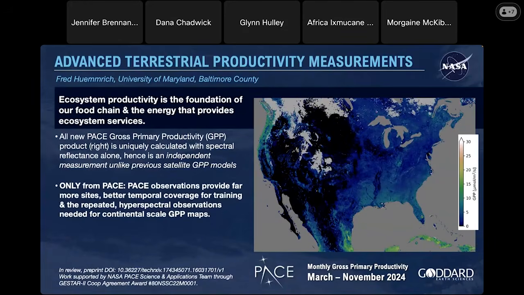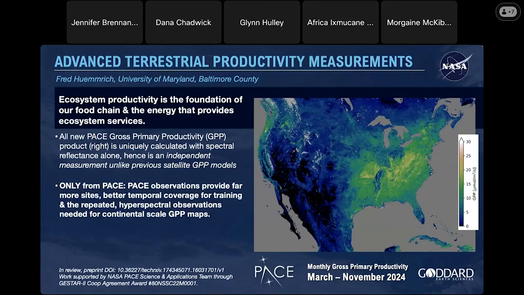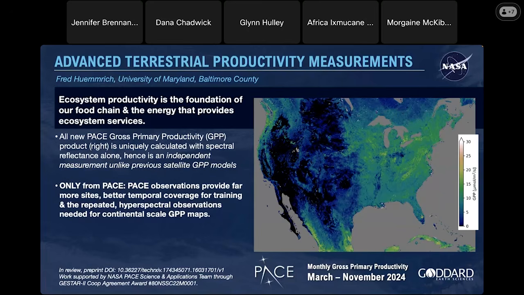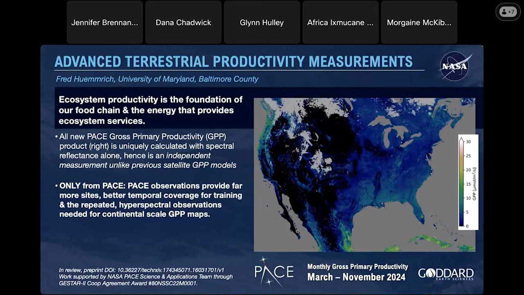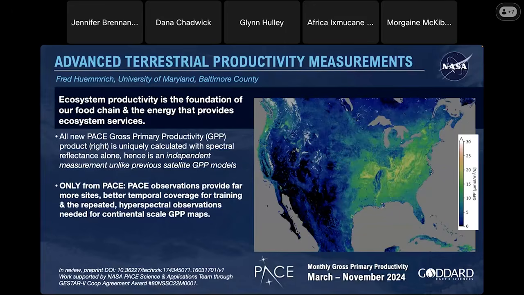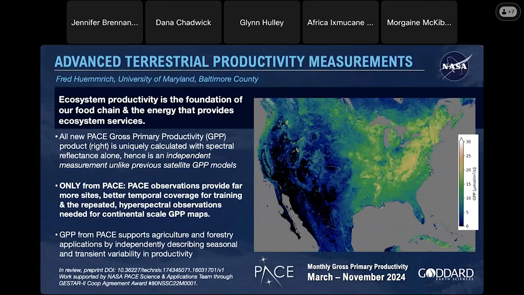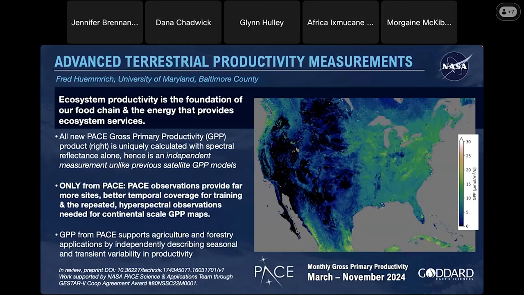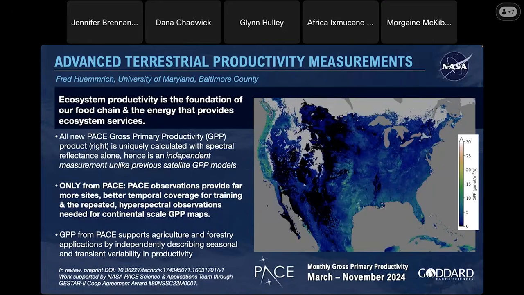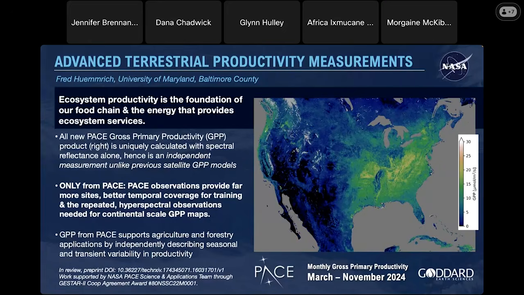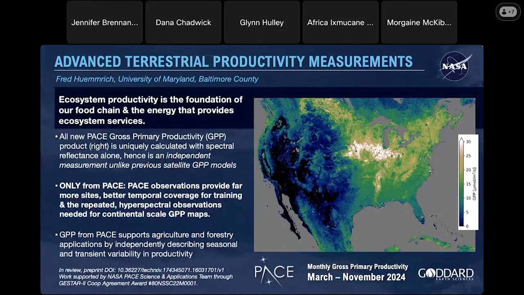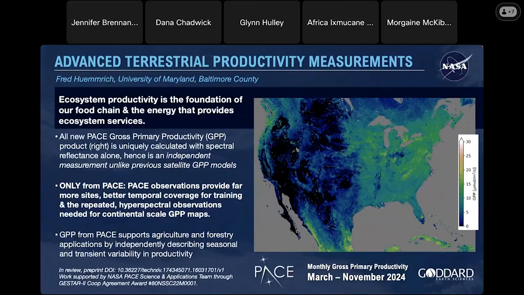And it's only PACE, the unique combination of PACE's hyperspectral capabilities and its near daily coverage of the regions of interest, that gives us the ability to do this. This GPP product supports agriculture and forestry applications by independently describing seasonal and transient variability in productivity in a new and more robust way. So we look forward to seeing where this goes in realms like agricultural monitoring, etc.